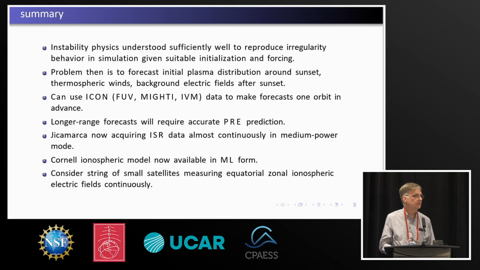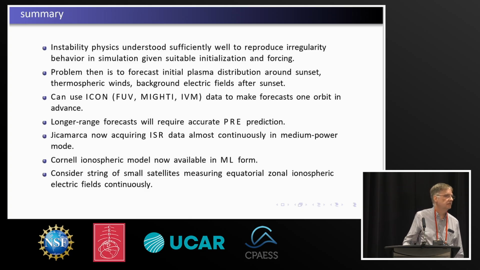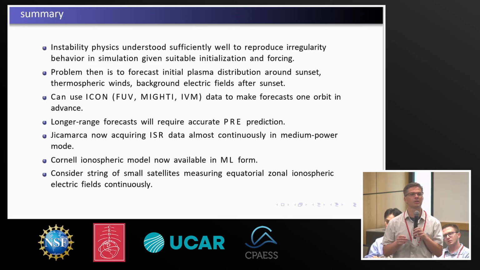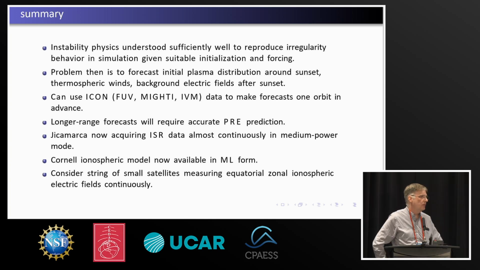So you said that the instability physics can be replicated through the modeling sufficiently, given we have good initialization and forcing. So from your perspective, what are the main constraints from initialization and forcing that may preclude accurate replication of these instabilities?